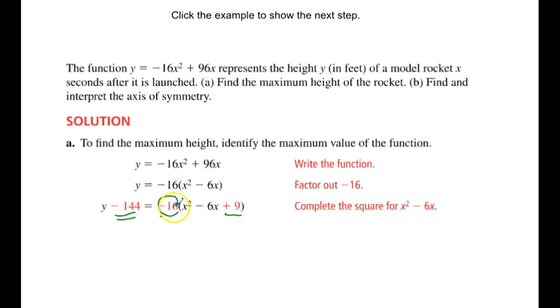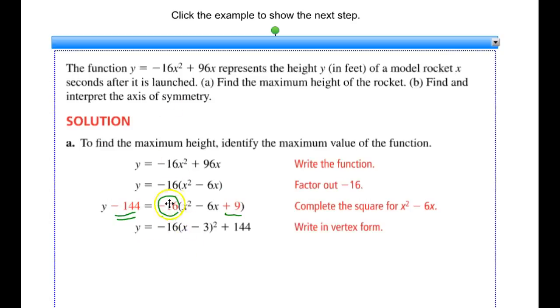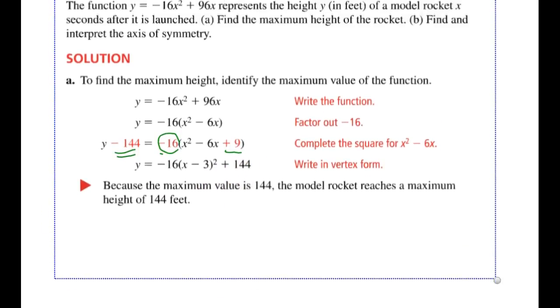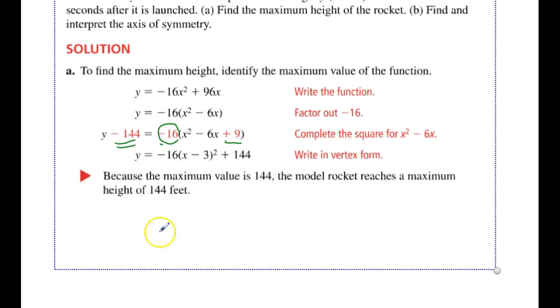So when I factor something out of my right side when I'm completing the square, I have to multiply that by what I'm adding in so that I'm mathematically accurate. Okay, so now I factor this piece and I add my 144 back to both sides. So I'm writing it in my vertex form. So now my maximum I see is 144. My model rocket reaches the maximum height at 144 feet. So now I was asked to find and interpret the axis of symmetry.